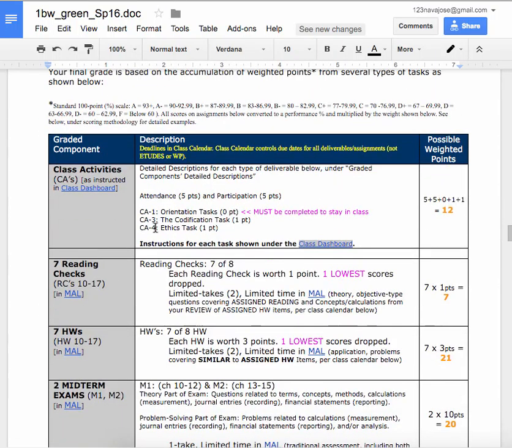Grading. As you know, the grading is the usual scale. 93 and above is an A. 90 to 92.99 is an A minus, and so on. I will follow this scale very strictly.